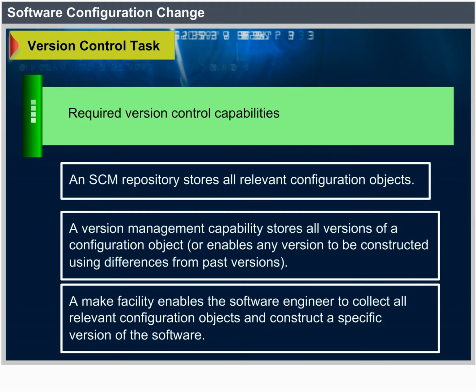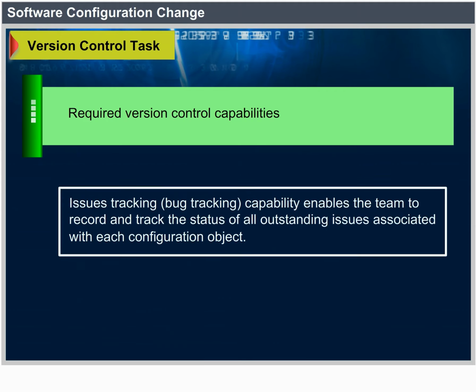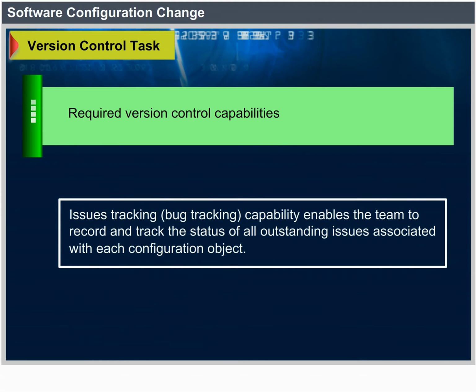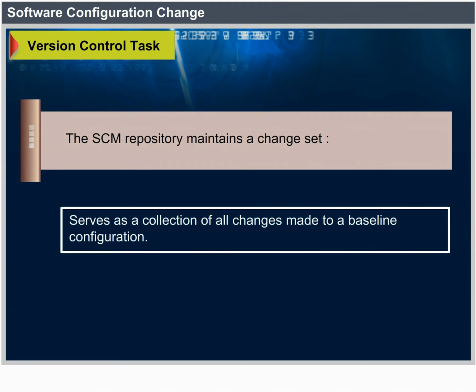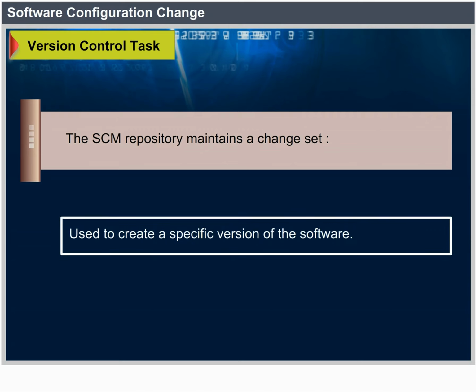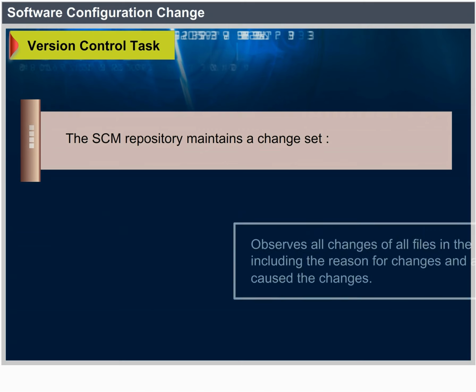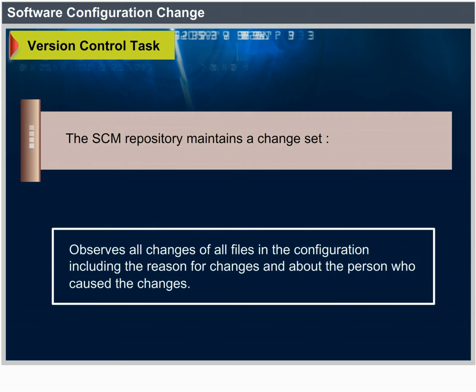Issues tracking, a bug tracking capability that enables a team to record and track the status of all outstanding issues associated with each configuration object. The SCM repository maintains a change set, which serves as a collection of all changes made to a baseline configuration and is used to create a specific version of the software. It captures all changes to all files in the configuration, along with the reason for changes and details of who made the changes.